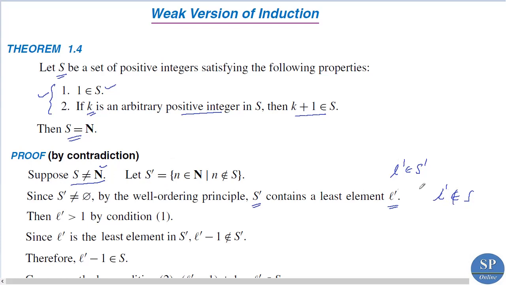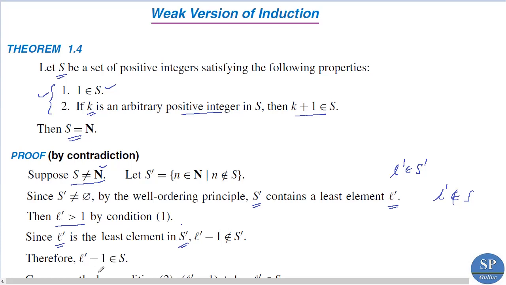Since L dash does not belong to S, we can see that L dash is greater than 1 by using the first condition. First condition is nothing but 1 belongs to S, and since L dash does not belong to S, we have L dash is greater than 1. So since L dash is the least element in S dash, we have L dash minus 1 does not belong to S dash, because L dash is the least element in S dash. So if you are subtracting 1 from L dash, it does not belong to S dash. So L dash minus 1 does not belong to S dash.